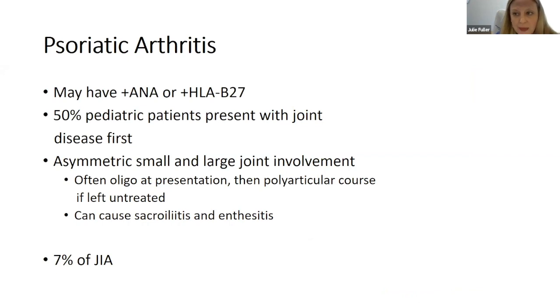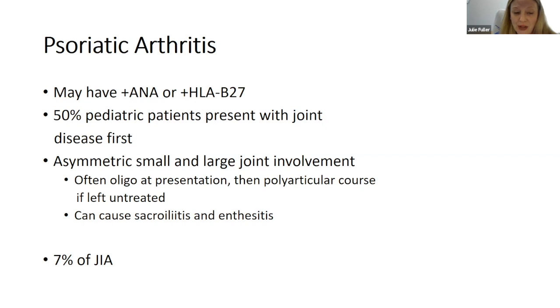So these patients may have arthritis markers, particularly the positive ANA test or HLA-B27 antigen, but they don't have to. And as I alluded to, half of them will present with arthritis first. I would say in my clinical practice it's actually probably higher than that, but that's what's reported in the literature.